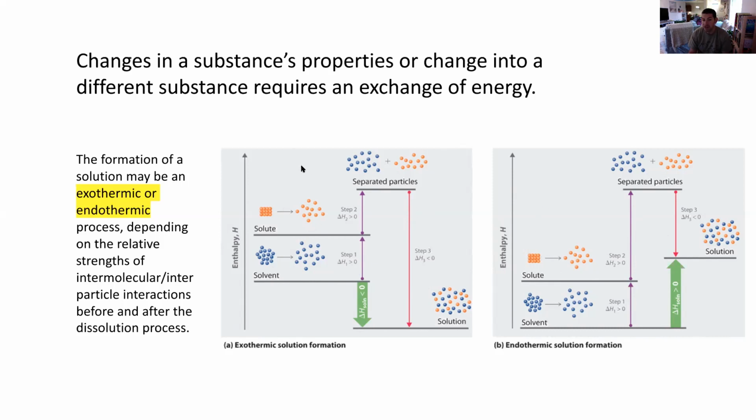And then the separated particles mix together, and that is always an exothermic process. On the left, the separated particles forming the solution releases a lot of energy, so we end up with an overall exothermic process because our final product is lower in potential energy and in enthalpy than our initial reactants. In the endothermic process, it took more energy than was released, so overall it was endothermic. We actually had to absorb energy.